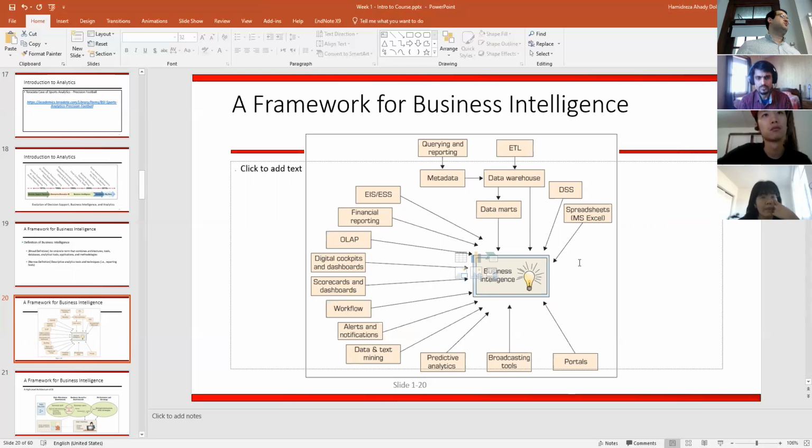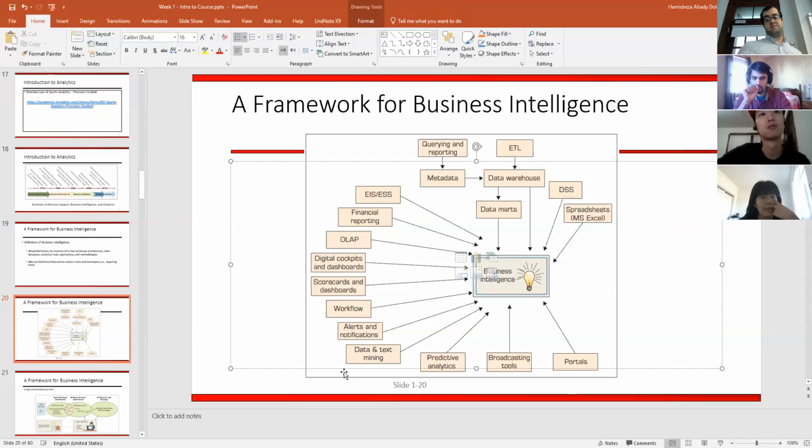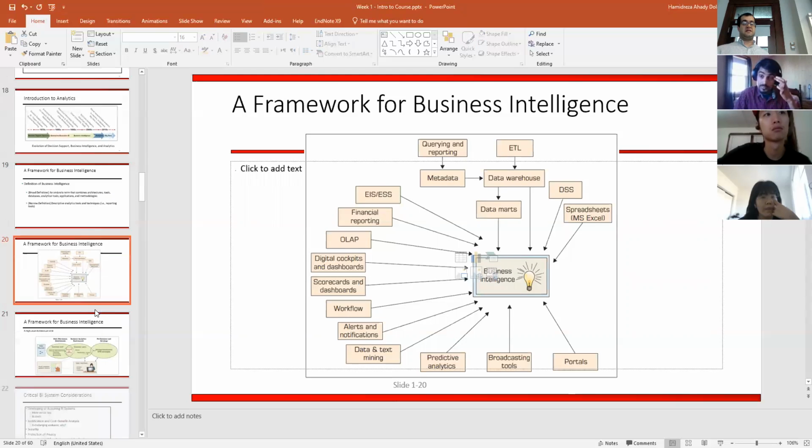For example, if you want to read people's tweets and see what is going on, you should probably do data and text mining, this part. If you focus on data management, storing your data, you'll probably work with data marts, data warehouses, and this kind of thing. So it doesn't mean that in your project you use all of them. It depends on your data. You probably focus on a certain part of business intelligence.